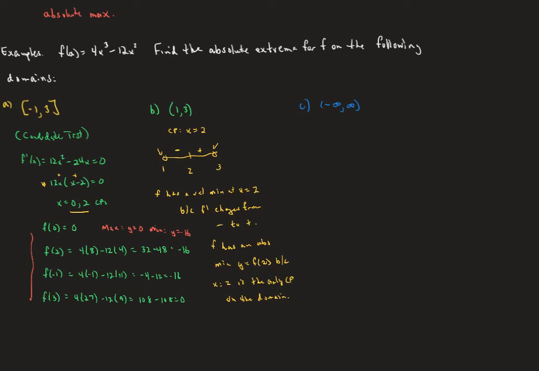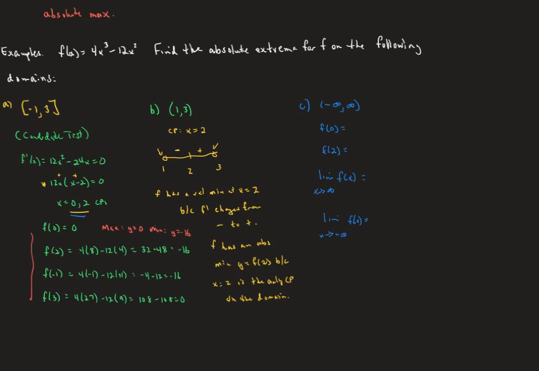Okay, now the next one is the hardest of all because now our domain is open, we don't have endpoints, and we see that we have multiple critical points. So now we're going to do our modified candidate test. We're going to evaluate the function at 0 and evaluate the function at 2. Those are our critical points. Then we're going to take the limit as x approaches positive infinity of the original function, not of the derivative. Don't make that mistake. And we're going to look at the limit as x goes to negative infinity of the original function.